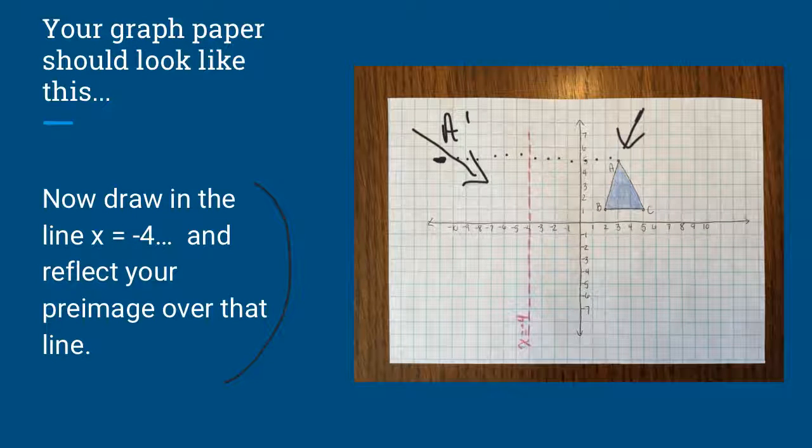So you are going to take B, count the number of spaces to your line of reflection, then place it that same number on the left side. Do the same thing with C. Pause me while you're working and come back when you're ready for checking.